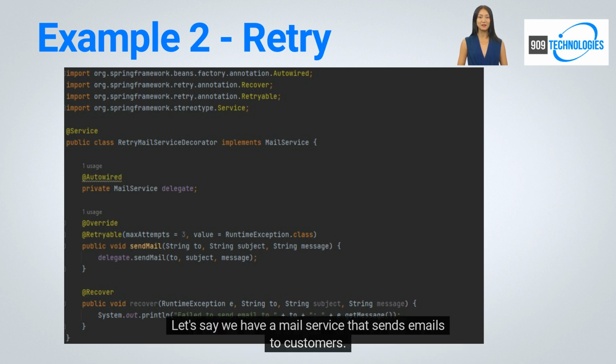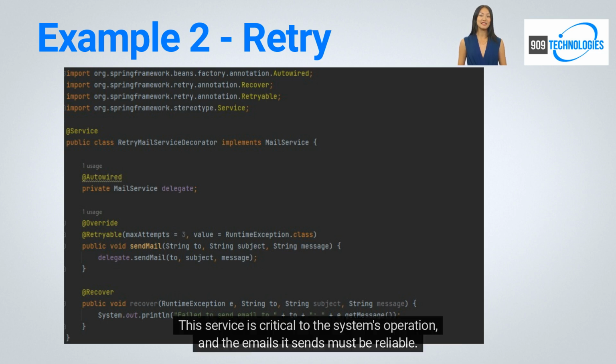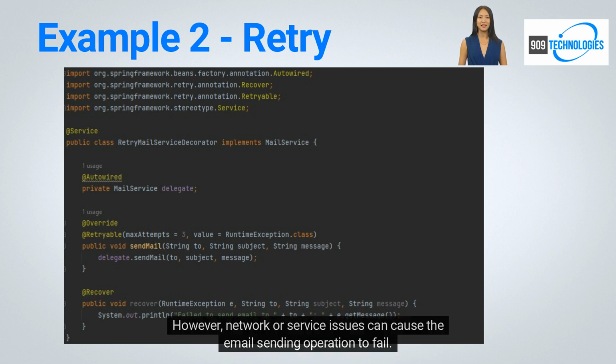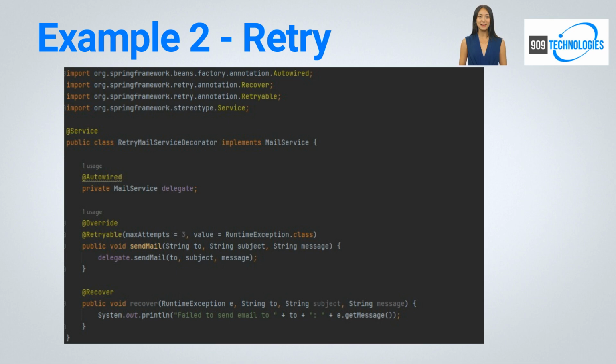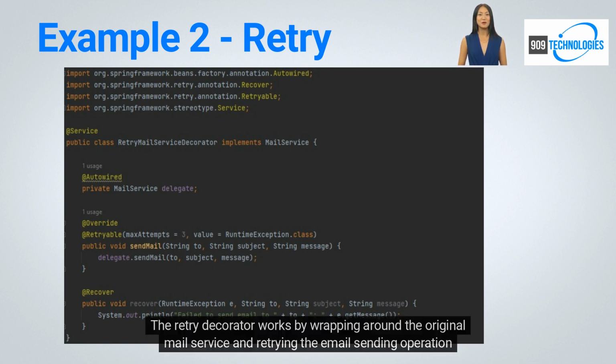Let's say we have a mail service that sends emails to customers. This service is critical to the system's operation, and the emails it sends must be reliable. However, network or service issues can cause the email sending operation to fail. In this case, we can use a retry decorator to automatically retry the email sending operation a certain number of times before giving up.